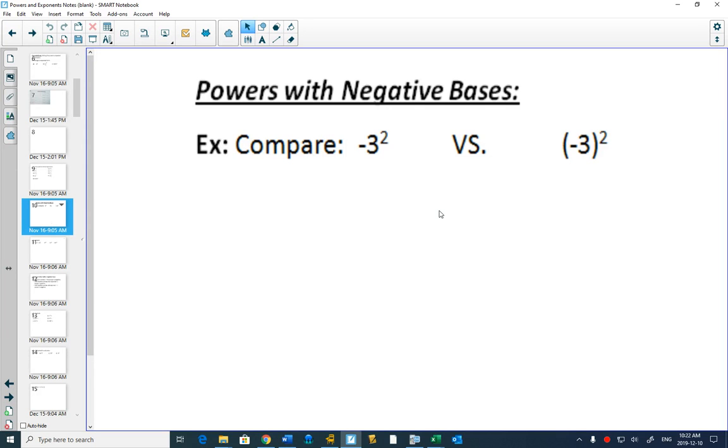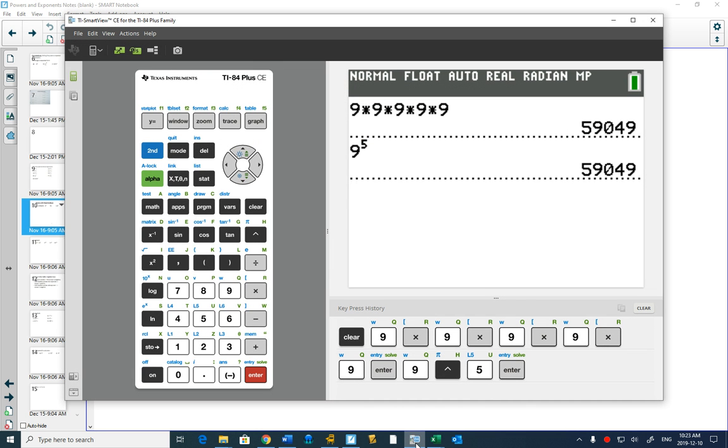We are going to look at what happens, if you have your calculator here, when you type in -3 squared and when you put brackets around the -3 and type (-3) squared. So I'm going to pull out my calculator here. I'm going to write the first one, -3 squared. Any ideas? Mental math, try to figure this out.